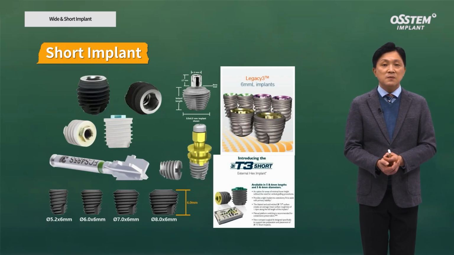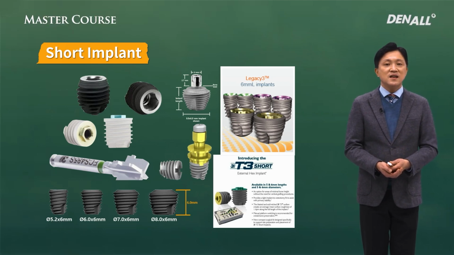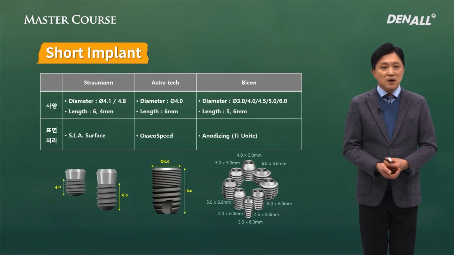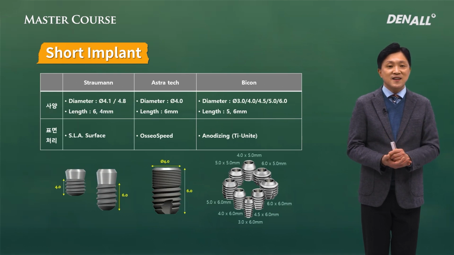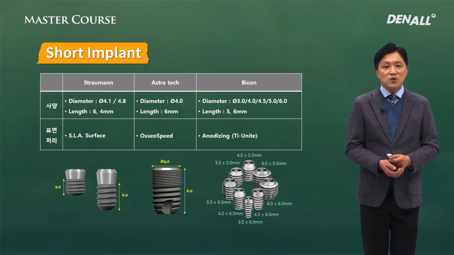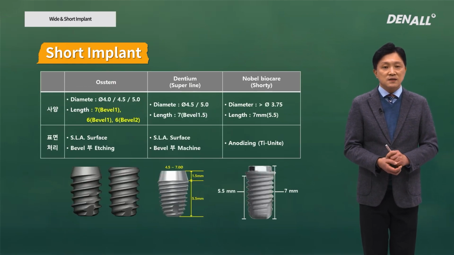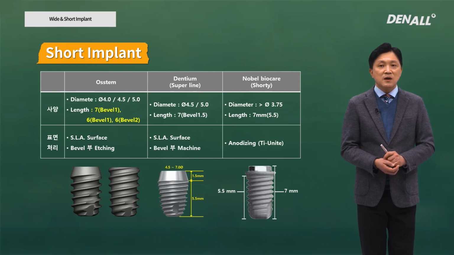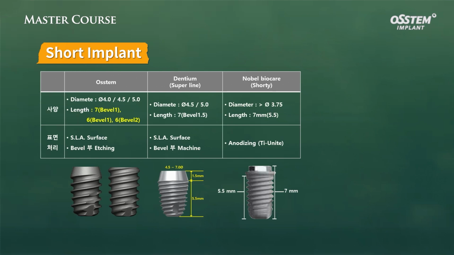Short implants are not only made by Osstem; different companies produce them. For example, Straumann has implants up to 4 millimeters in length. Astra also has an implant of 4 millimeter diameter and 6 millimeter length. Bicon also has very short implants. In the case of Korean companies, there are also different short implants. The most variety of lineup, in my opinion, as far as I can confirm, is the TS system.